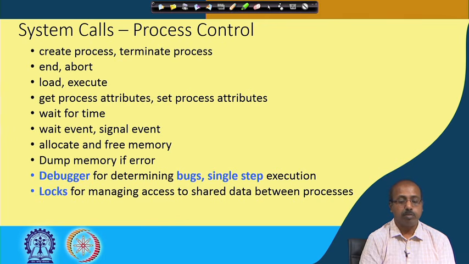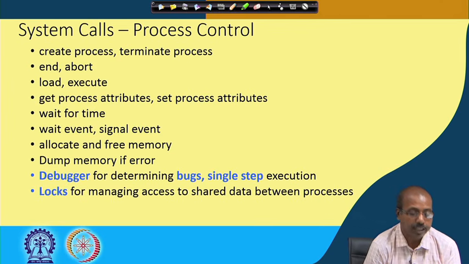Then get process attributes and set process attributes. Some of the attributes of the process are who is the owner of the process, how much time we should give it, what is the priority of the process. That way we can get the attributes of the process, or sometimes we may want to set the process attributes. It may so happen that we want to reduce or increase the priority of a process. That can be done by the system user, the system administrator, but the operating system should provide some system call by which that can be carried out.